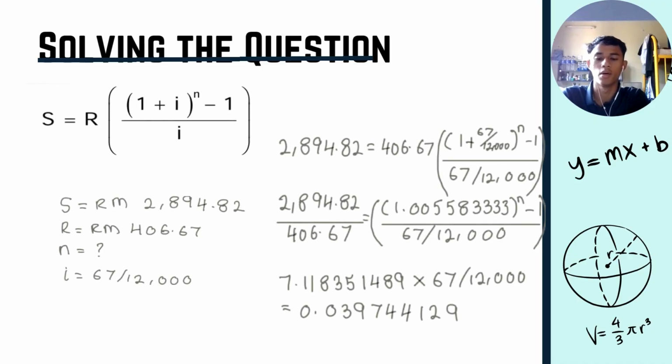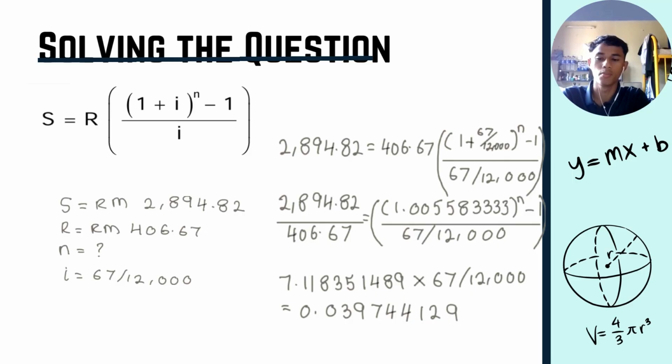For question B, we need to find how many monthly payments he has missed. From the question, we found that the outstanding arrears, or S, will be RM 2,894.82. So we need to use the future value formula, which is S equals R bracket 1 plus I bracket to the power of N minus 1 per I bracket. From the question, it says accumulated interest, which means we need to use question A, where R is 406.67 ringgit. For the I, 6.7 per 1200.